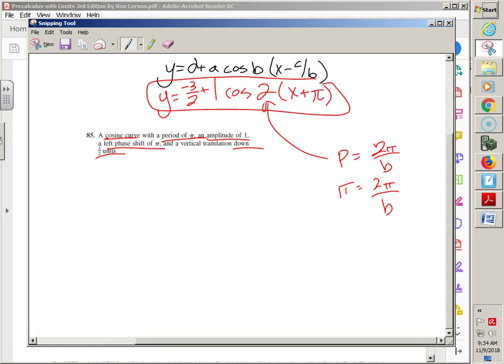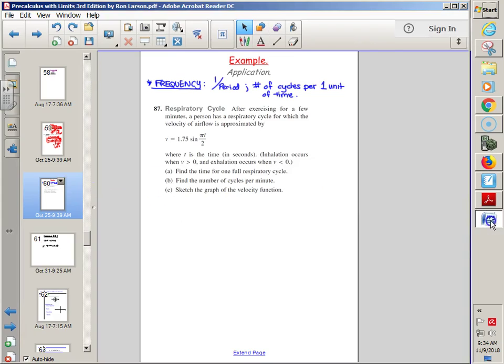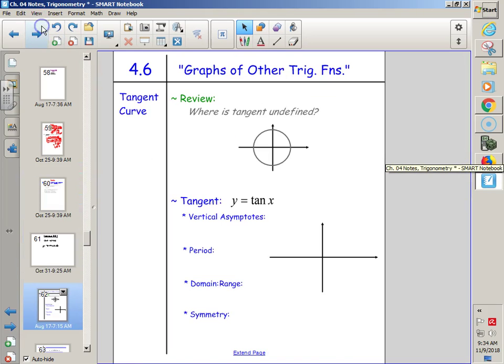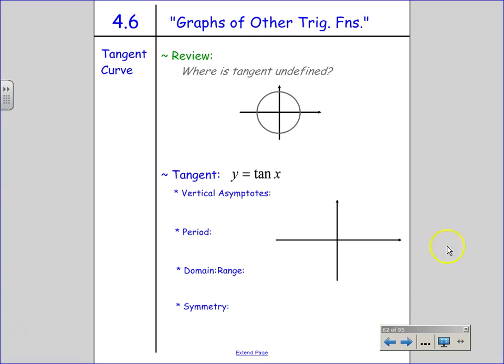Okay, notes. Here we go. We've done really good on sines and cosines. If you need extra help, come on in and let me help you. But for right now, we need to keep going. All right, you guys go ahead and start taking notes. Graphs of other people. Let me pull down the title so you can see it.